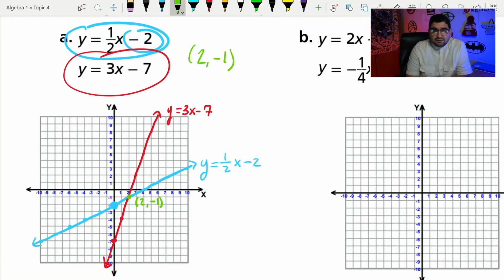And that's how we solve these. We graph them. This is how we solve a system by graphing. There are algebraic ways to do this as well, but we'll get into that later. Let's repeat the same process and try this next problem.